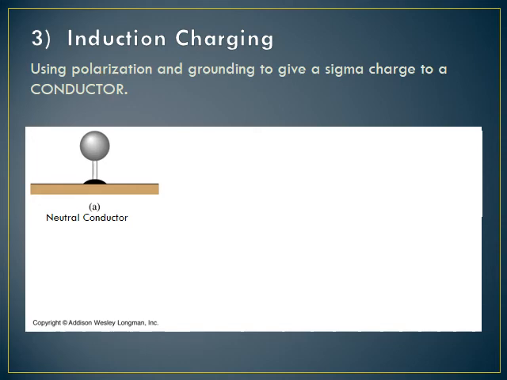The reason induction charging is really important is because you can actually charge something without touching it. For the other two kinds of charging, you actually had to bring the objects into contact. So this is the most useful kind in the real world because you don't actually have to touch things to get them charged. So induction charging starts off with a neutral conductor. So that's a metal ball on top of some kind of stand that's holding it up.